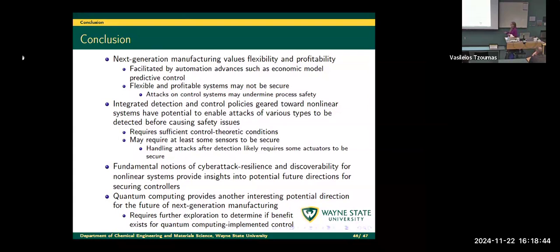And they also might require certain considerations on the process, like that at least some sensors were secure. And so there are also fundamental notions of cyber attack resilience and discoverability for nonlinear systems, and these provide insights into potential future directions for securing the controllers. Quantum computing provides another interesting potential direction for the future of next generation manufacturing, but it really requires further exploration to determine if benefit exists for quantum computing implemented control.